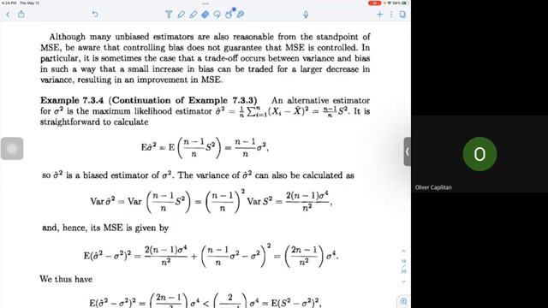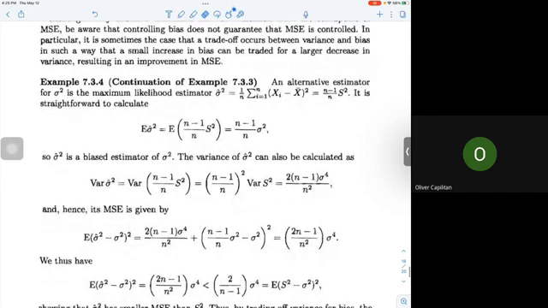So we have here our maximum MLE estimator, sigma square hat. And then it is equal to n minus 1 over n times the sample variance. Okay? So it is straightforward to calculate.